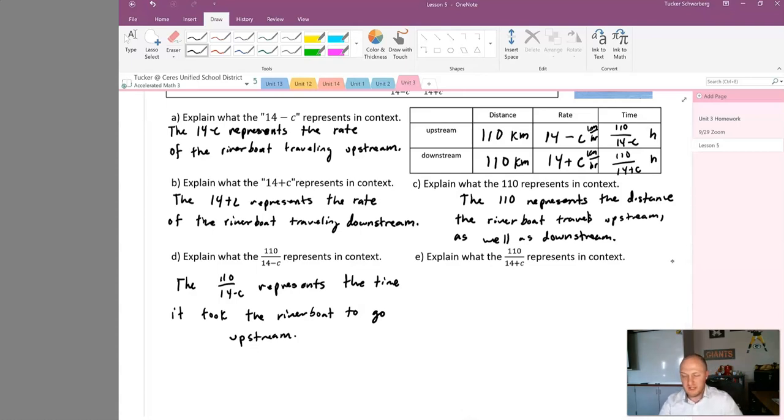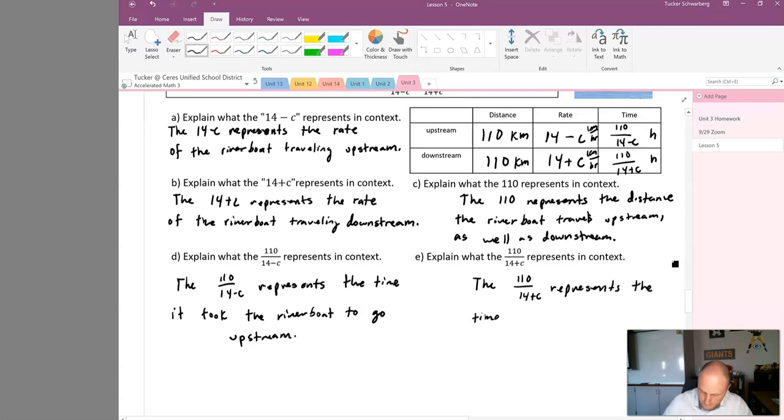Okay. Part E is similar. Explain what the 110 over 14 plus C represents in context. So we can say the 110 over 14 plus C represents the time, and I'm going to include units because I feel like it, in hours, it took for the riverboat to travel downstream. All right.